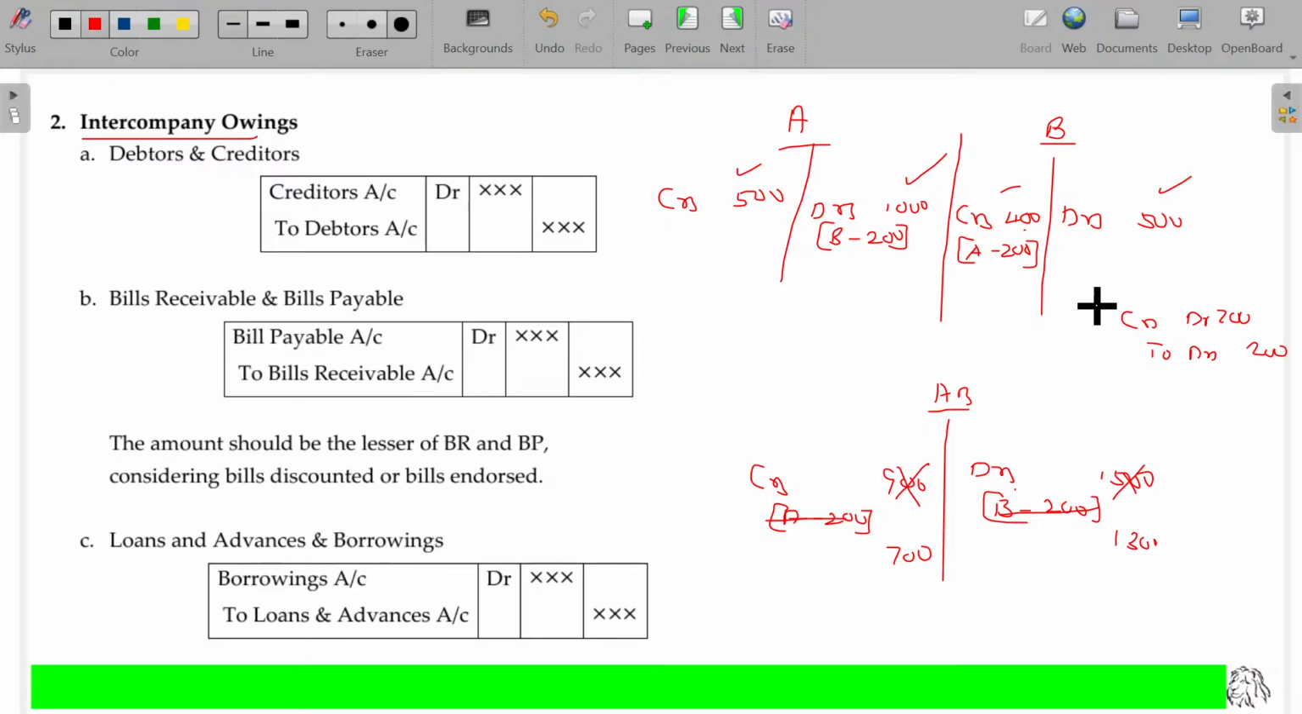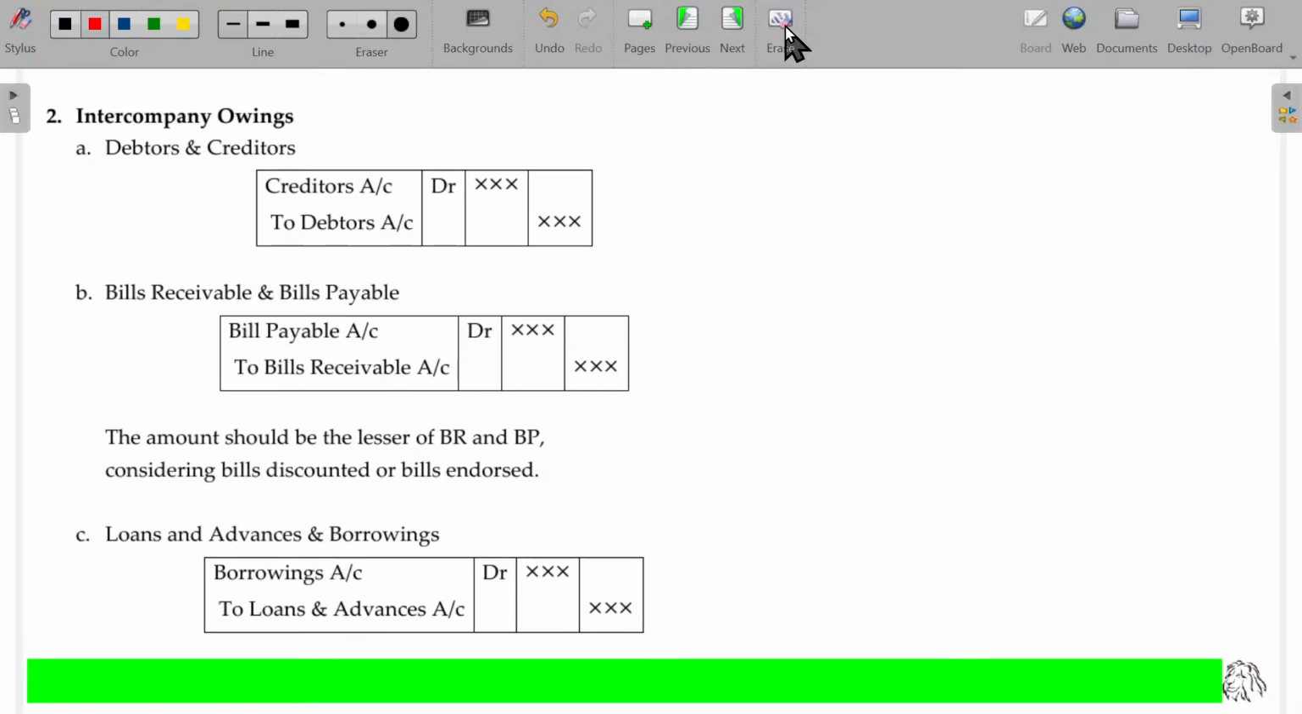Is that clear? By passing this entry, finally, only in the transferee company after passing the three entries, this entry will be passed for the intercompany owings. A company has to pay to B as well as recoverable from B. In that case, you can pass this entry to eliminate this. Okay. This is called intercompany owings. Hope you will be now able to understand. Any doubts here? So, in case of intercompany owings, debtors and creditors, that's how we can pass the journal entry.